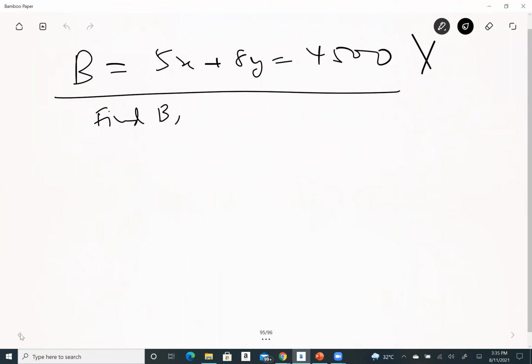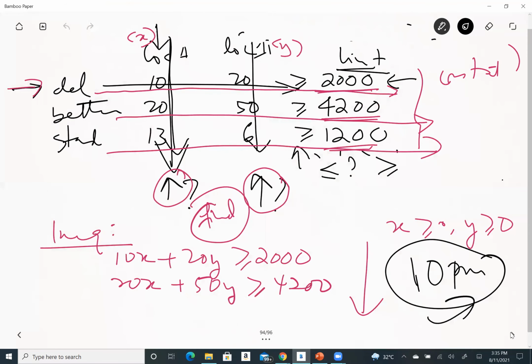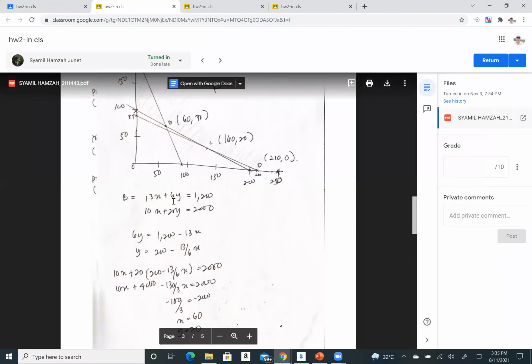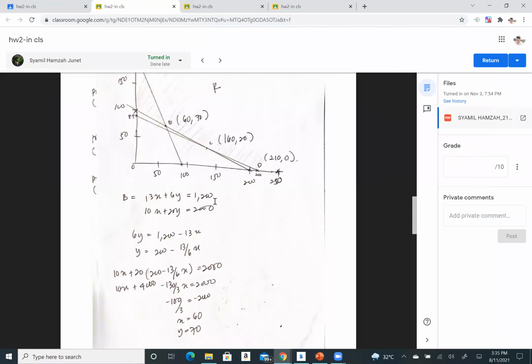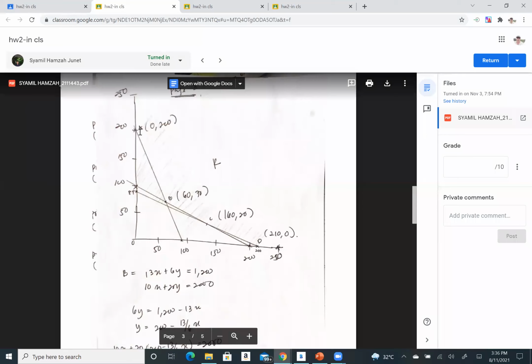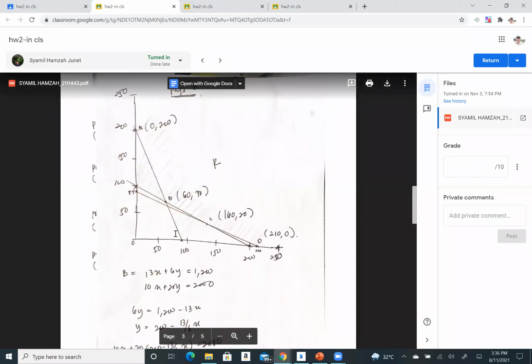Which are 13x plus 6y equals this, and then 10x plus 20y. So, another thing, you can label the lines. This line here is what?